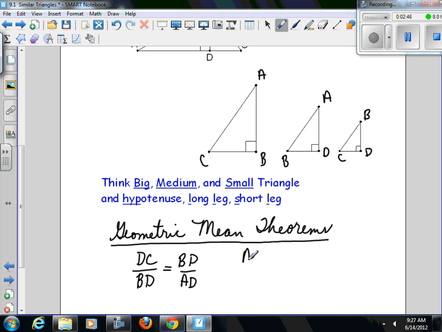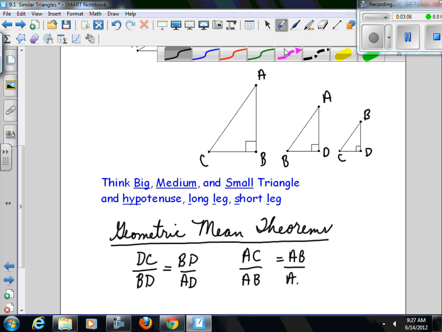We also have that the ratio of AC to AB is the same as the ratio of AB to AD. Now that is comparing the bigger triangle to the medium-sized one. So AC to AB is the same as the ratio of AB to AD.